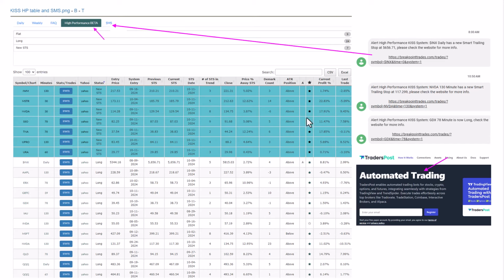And again, I'm not going to go way into this. This picture shows you the high performance KISS systems. These are based on a lot of intraday charts. You can enter your phone number into the SMS area, and it will send you automatic text messages when these systems take a trade, when they set a new stop, when they set a new smart trailing stop, and when they exit. You can see an example on the right of some of the text messages you'll receive. For example, you could see "Friday alert, high performance KISS system, GDX 78 minute is now long." Once you click that, it'll show you where to place the smart trailing stop.